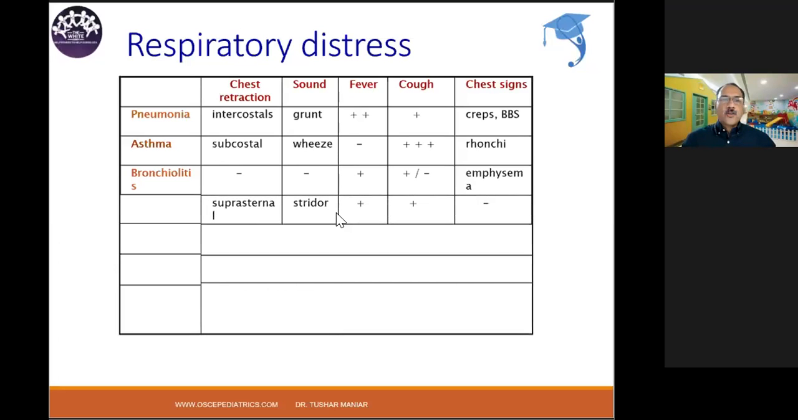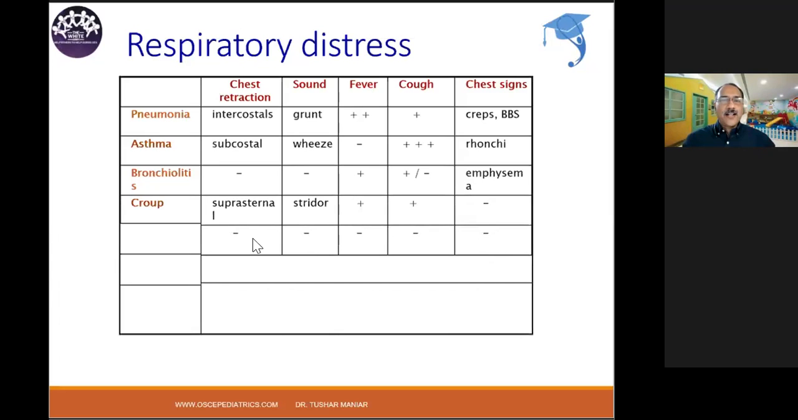If there are suprasternal retractions with stridor, what are you thinking about? Croup, correct? That we said upper respiratory. And if you see here, fever is 1+ only. So that's why it's more likely to be croup. If the fever was very severe and the child was very sick, what would you be saying instead of croup? Epiglottitis. Correct. Excellent.